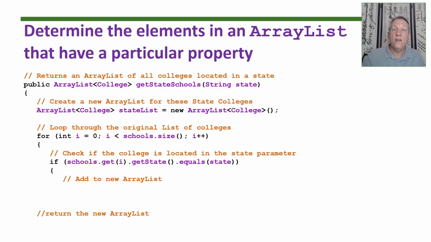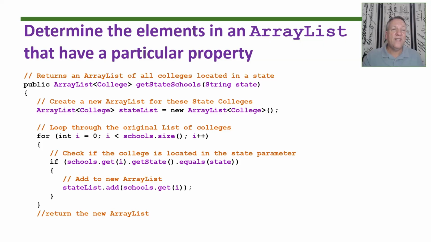Well, the get method gives me back a college object, so I can call a getState method on the college object, which gets me back a string, so I can call the dot equals method to compare it against my state parameter. Whew. That's a lot. All right. If that's true, if I found a school within the state that I'm looking for, I want to add it to my ArrayList.